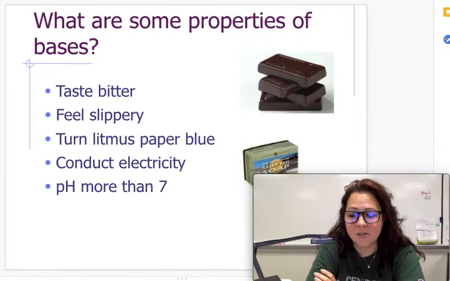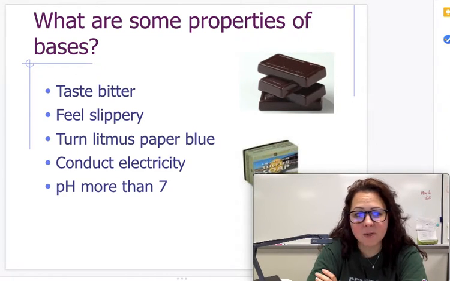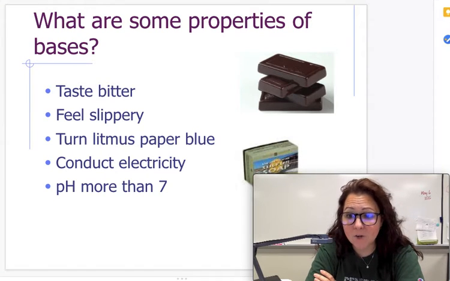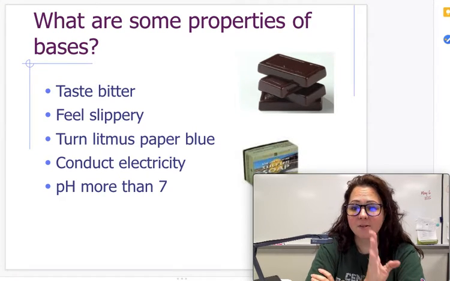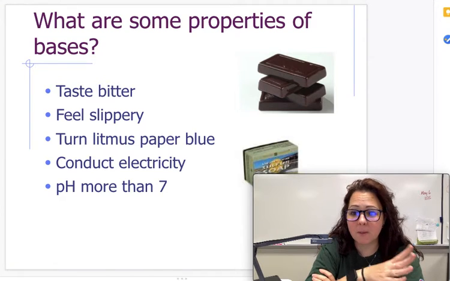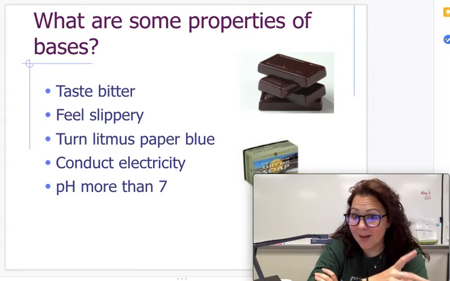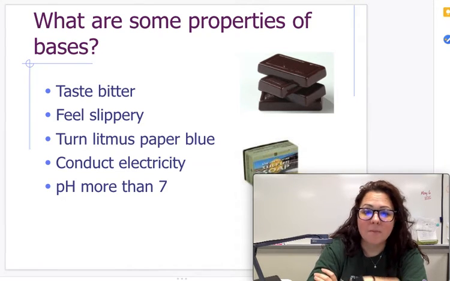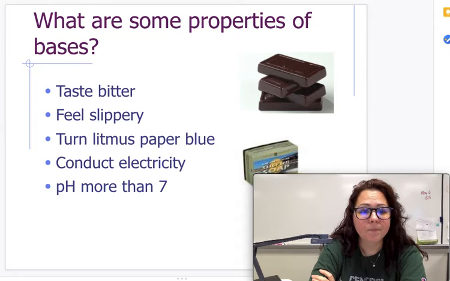They also conduct electricity because you have ionic compounds present. And then you have a pH that is bigger than 7. If you're exactly 7, it's actually neutral. So anything bigger than a 7 is a base. 7.000001 is a base. Exactly 7 is neutral.